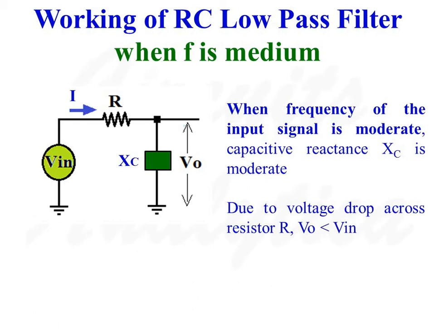So here we can see that when frequency of the input signal rises gradually, capacitive reactance Xc falls. So current starts to flow through the circuit. I is equal to Vin divided by R minus jXc starts to increase. So gradually voltage starts to drop across resistance R. So gradually voltage across the capacitor starts to fall.